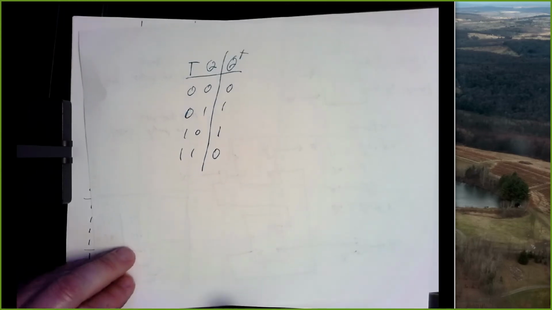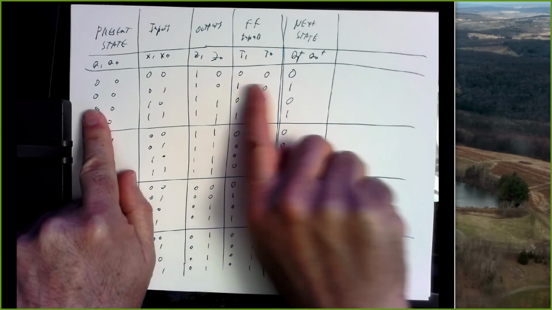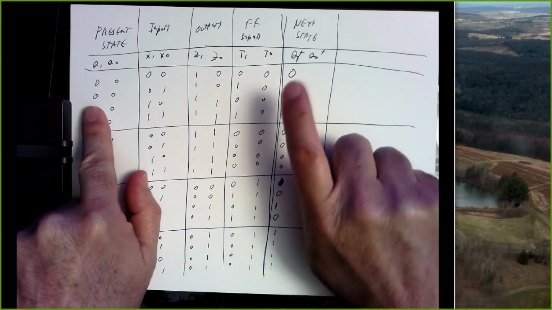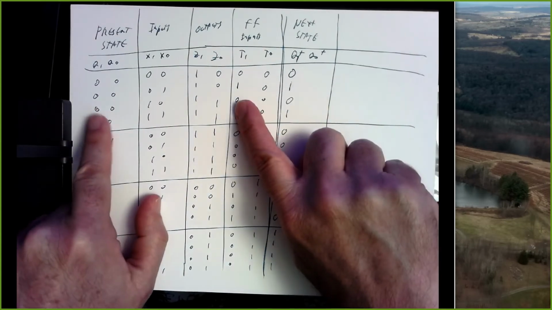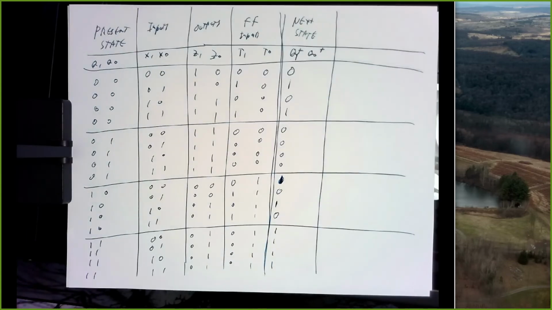What this flip-flop does is it says, hey, if T is a 1, we're going to toggle the current value of the flip-flop so that 0 changes to a 1. If T is a 0, the current value of the flip-flop persists, and the 0 stays a 0.